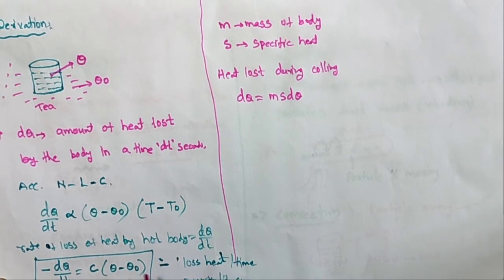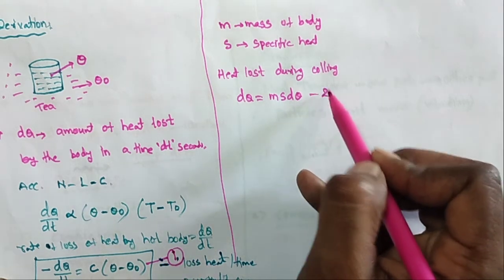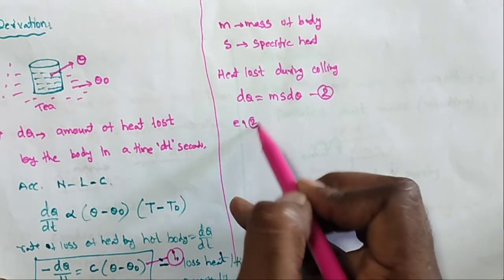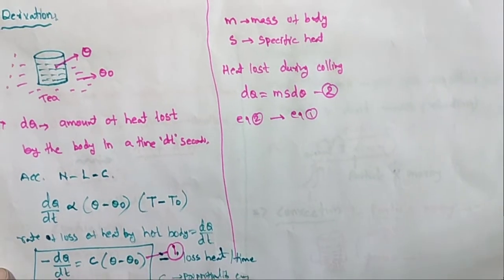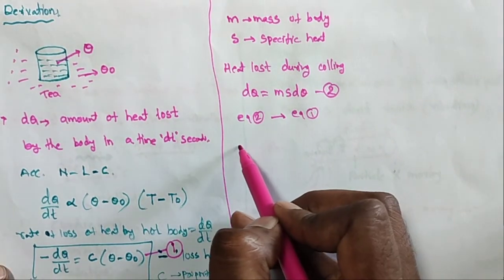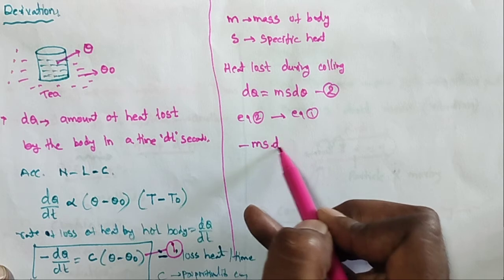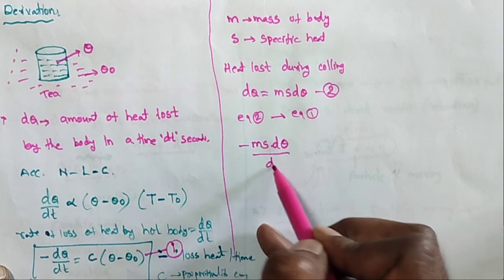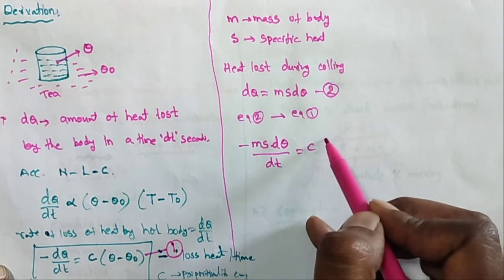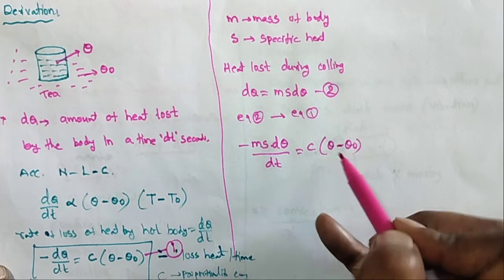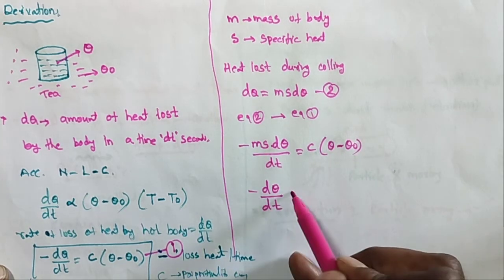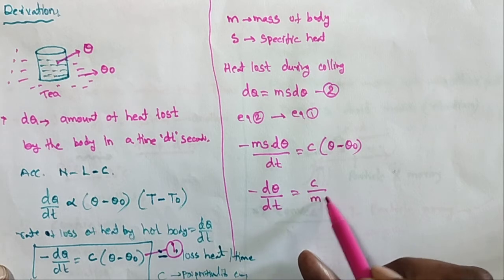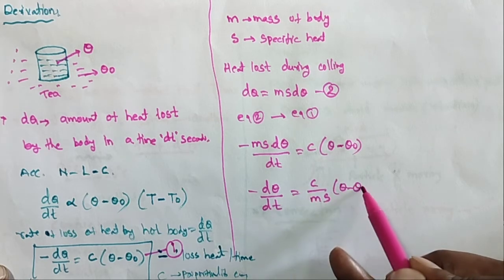So this is equation number 2. Substitute equation 2 in equation 1. So dq by dt is there, so minus ms d theta by dt is equal to c into theta minus theta naught. So minus d theta by dt is equal to c by ms into theta minus theta naught.